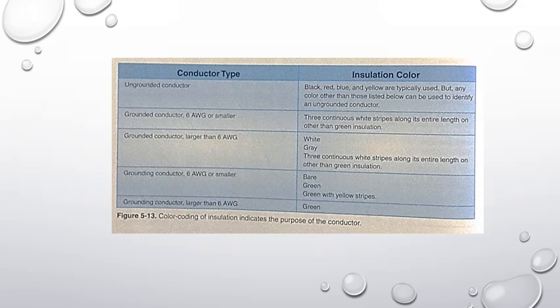Another table to reference with this text and this recording is table 240.4d. Another one is 310.15b3a. And another important table is table 220.12, general lighting loads by occupancy.